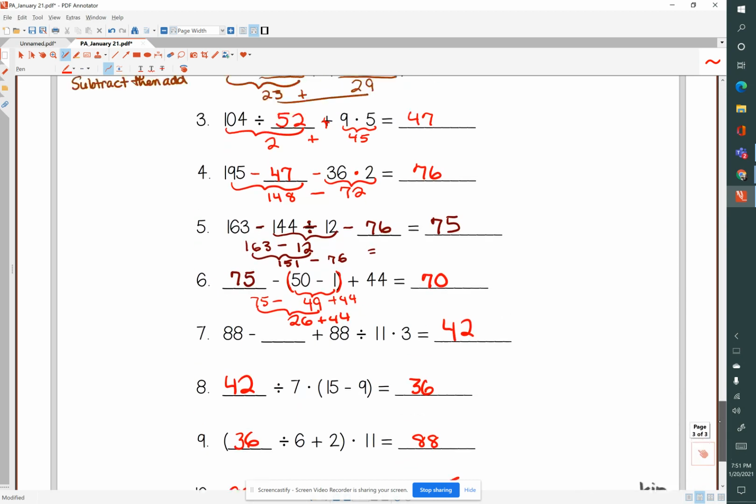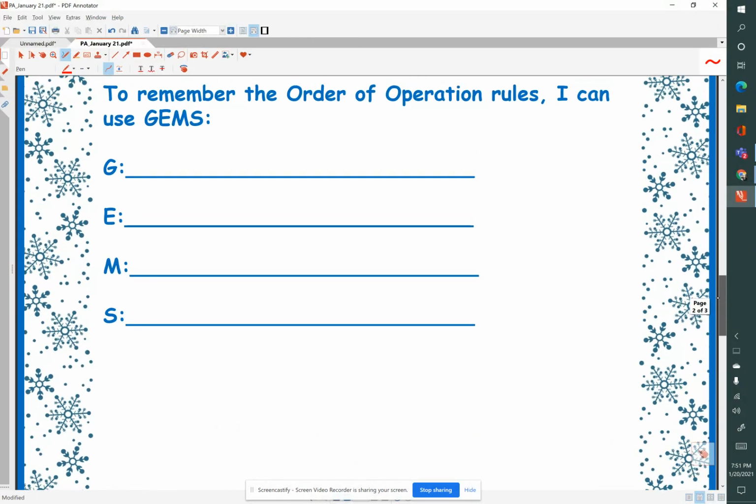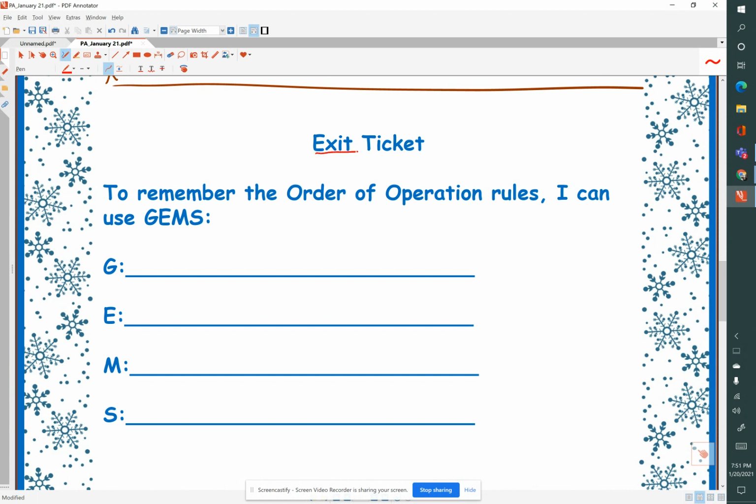So good job with that. I hope they're getting a little easier for you. Let's complete our exit ticket. To remember the order of operations rules, I can use GEMS, G standing for grouping symbols. And that would be parentheses, brackets, braces, the squiggly ones. That also means the vinculum or fraction bar. And it also means absolute value bars.